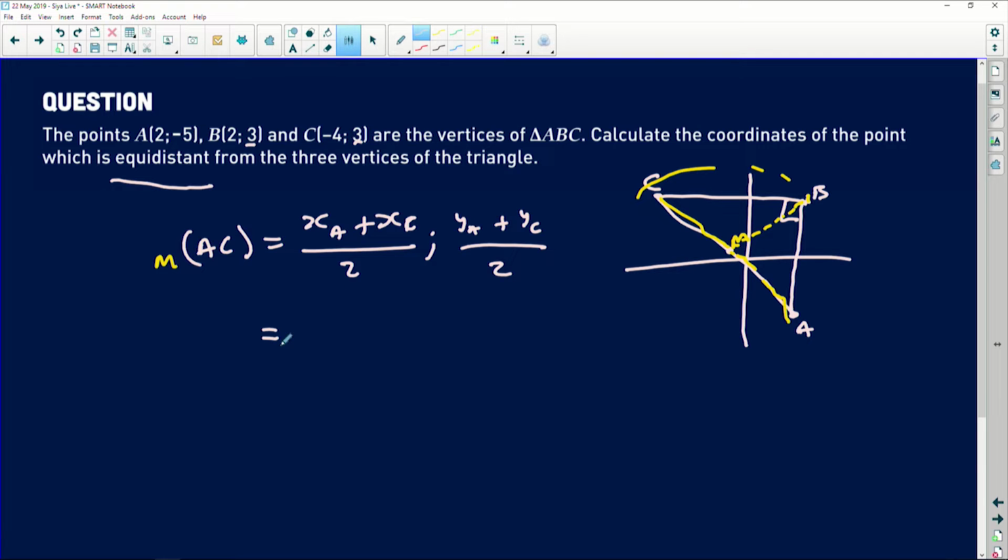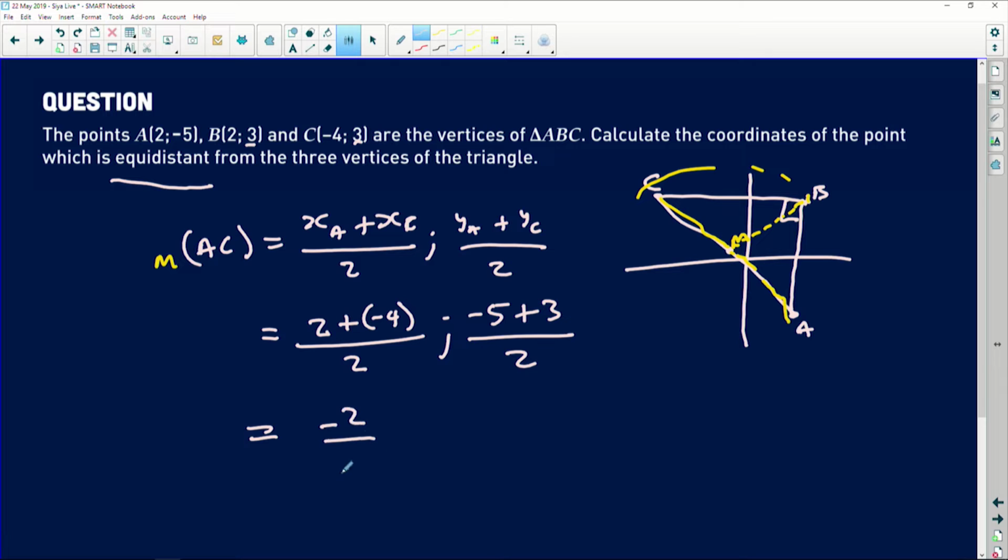Then this will be equal to my XA, which we are given to be 2, plus my XC, which is minus 4, divided by 2. And then for the y-coordinate, ya will be negative 5, plus my yc, which is plus 3, divided by 2. This will be equal to 2 minus 4, which is negative 2. So here I'm going to have negative 2 over 2, and then also negative 5 plus 3, which will be 2 divided by 2.